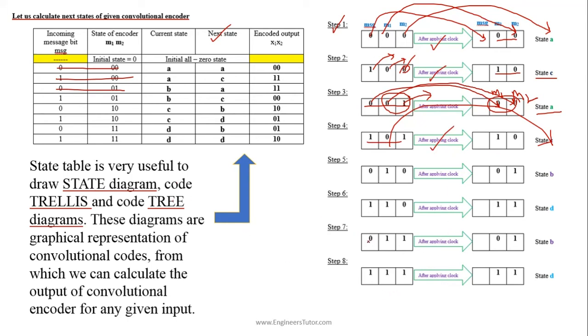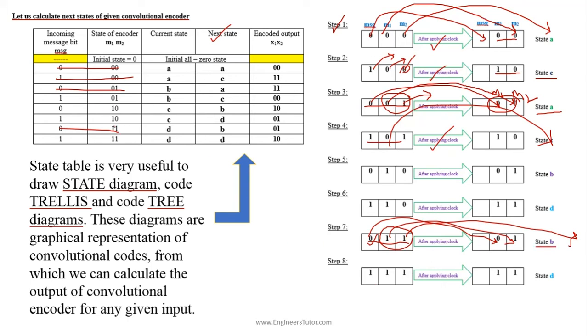Suppose initially it is at 0 1 1. After applying the clock pulse, this 1 will be discarded, this 1 will come here and this 0 will come here. So if the incoming bit is 0 here, the state changes from 1 1 to 0 1. 0 1 is the state B.